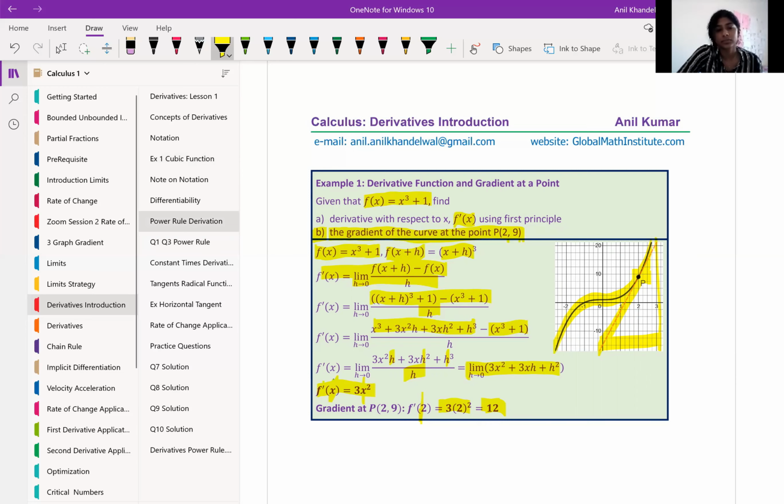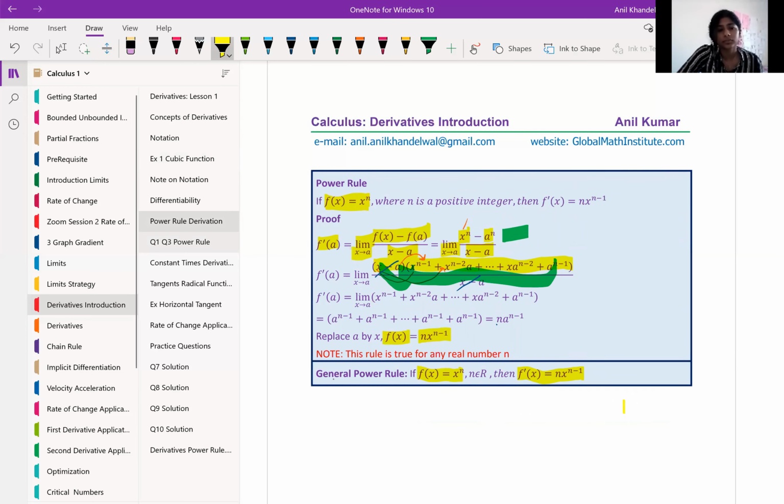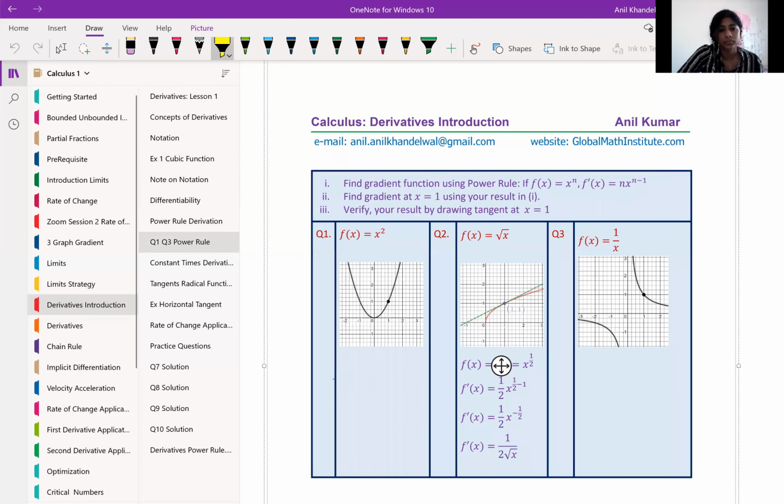Okay. So now we have already derived the power rule. You can make a note of this. And with this power rule, I would like you to now tell me the derivatives of these three parent functions. I've taken very simple parent functions to begin with. Now the question is, find the gradient function using the power rule. If f of x equals x to the power of n, f prime x is n times x to the power of n minus 1. So that is the power rule. So we have to use this particular rule and find the gradient. When you say find the gradient at x equals 1, first find the derivative and then substitute.